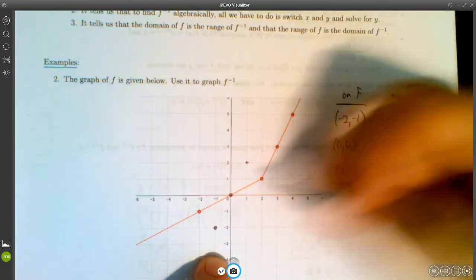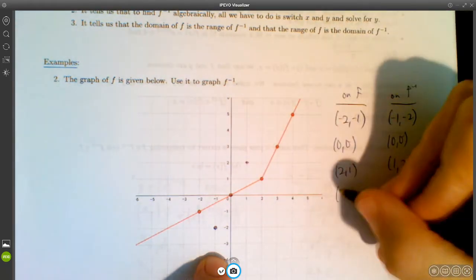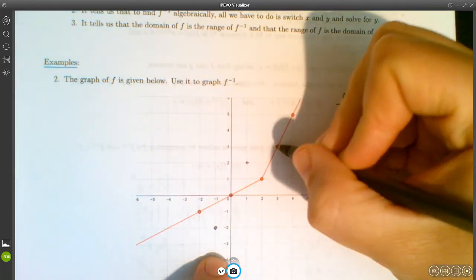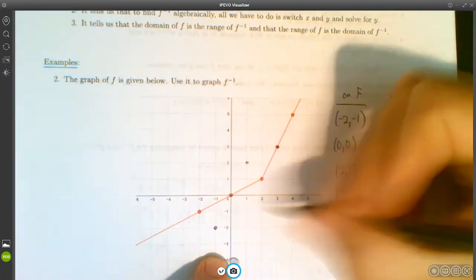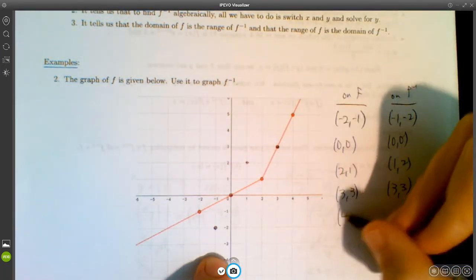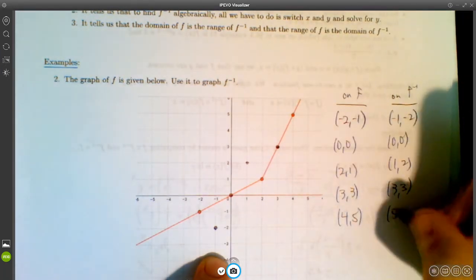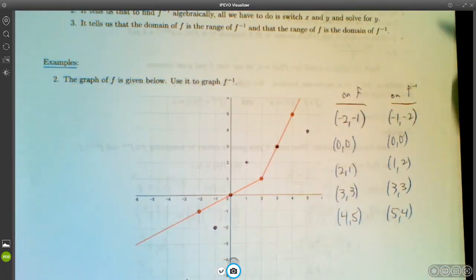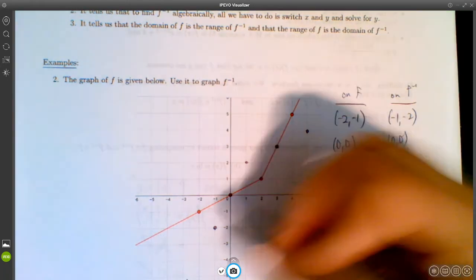3, 3 is on f. Well, that means that 3, 3 is on f inverse. Finally, 4, 5 is on f. That means that 5, 4 is on f inverse. And what picture do we get if we connect the dots?